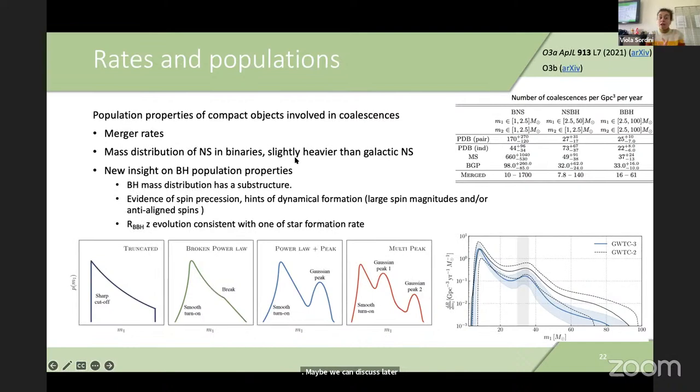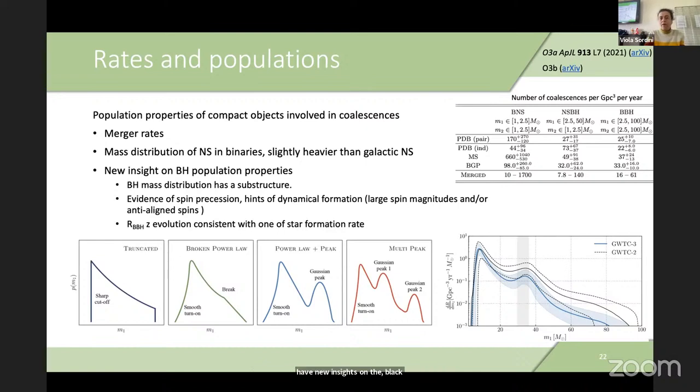We can also learn something about the mass of the objects that are in this binary system. For example, we did study the mass distribution of the few neutron stars we observe in binaries. We see that they are slightly heavier than the galactic neutron stars, and also they're not really peaked around a value. But as I told you, mainly we observe BBHs, so we mainly have new insight on the black hole population properties.